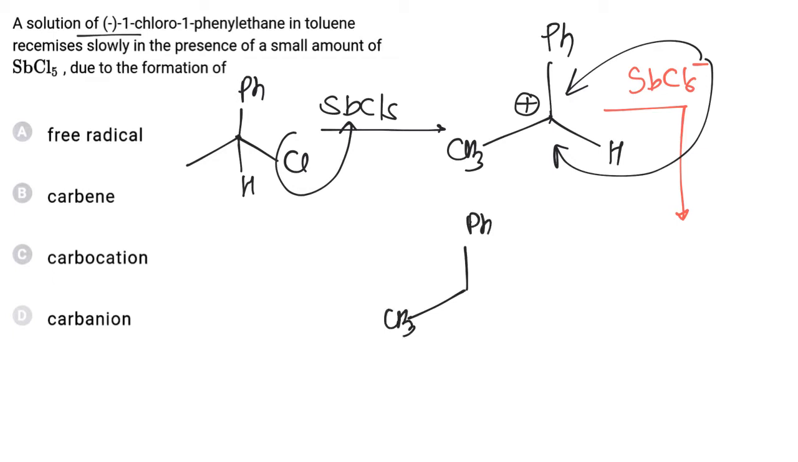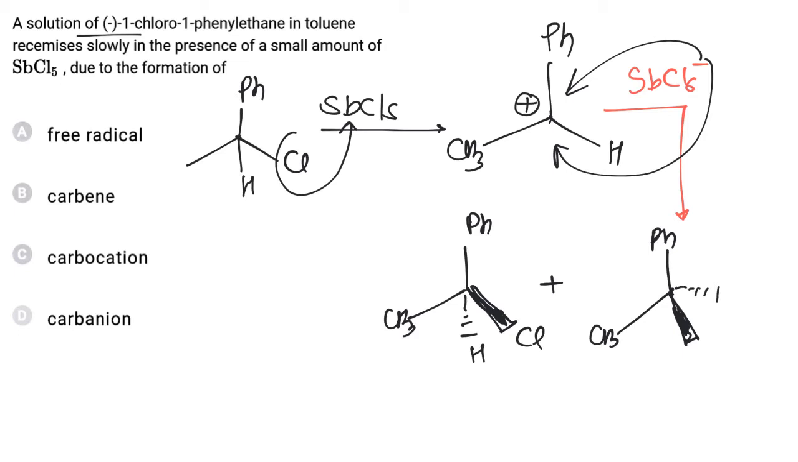So, there is a possibility of formation of equal amounts of these two molecules, in which Cl is present towards the viewer and Cl is present away from the viewer. An equimolar mixture of these two compounds is formed, hence the solution will be a racemic mixture, and this racemization is due to the formation of the planar intermediate carbocation, and hence the correct answer is C.